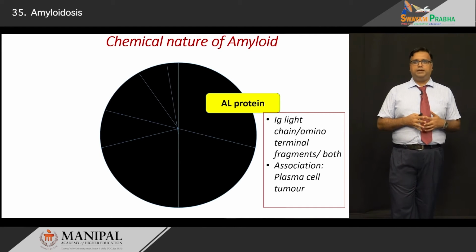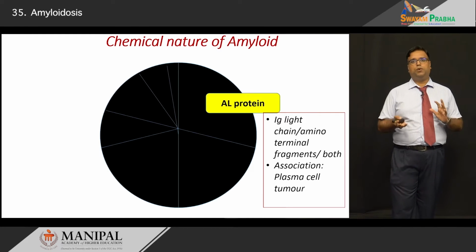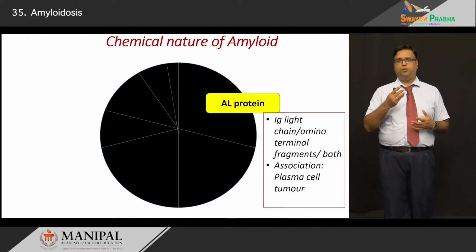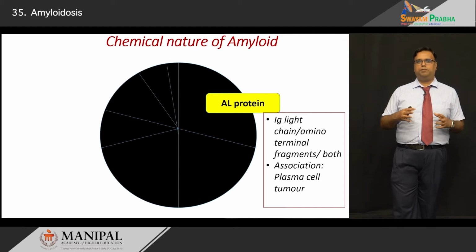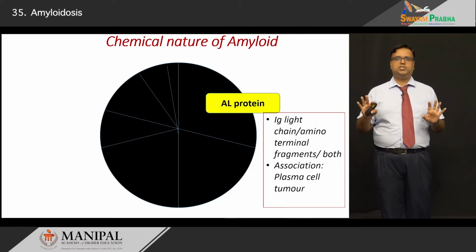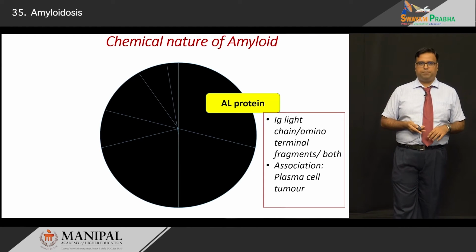Now, these are usually complete light chains, with a kappa or lambda, or sometimes they are amino terminal fragments, or sometimes a combination of both. It can happen in any configuration. They are primarily associated with plasma cell dyscrasias or plasma cell tumors such as myeloma. You will often see in a bone marrow that you may not see the abnormal plasma cells, but there will be sheets and sheets of pink material, which is nothing but AL type of protein.